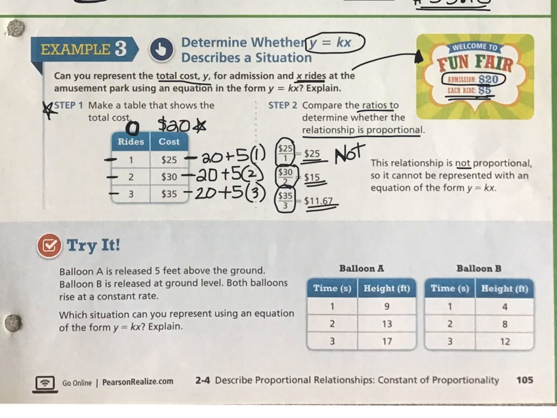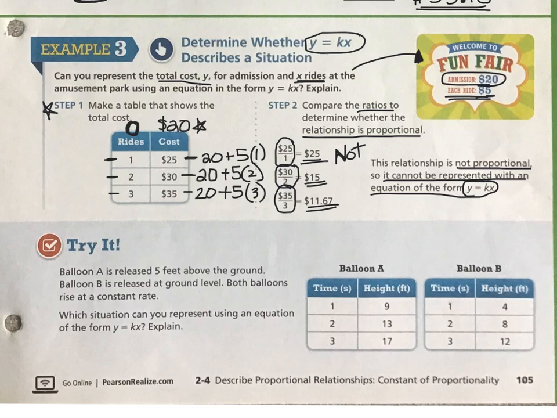This relationship is not proportional because the unit rates that describe those relationships are not equal. Therefore, it cannot be represented with an equation y equals kx. Now, could we write a different equation to describe that relationship? And the answer is absolutely.